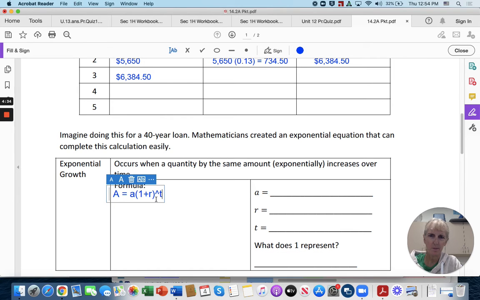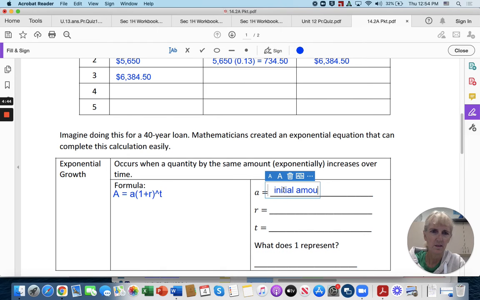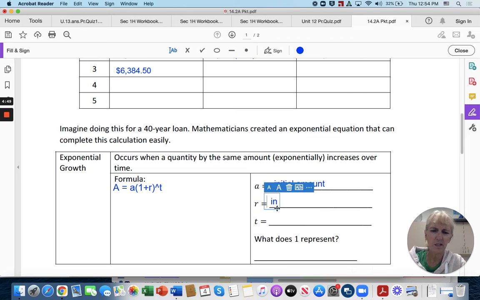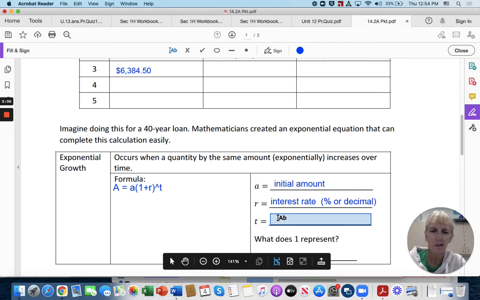Okay, so I'm trying to move this. Okay, so A equals, little a equals the initial amount. R is the rate. I'm going to put interest rate. They kind of want to leave it just rate because interest is different than interest rate. So I'm going to put percent or decimal. So if they say it's 15%, you know it's 0.15. And T is time, and normally you do time in years.